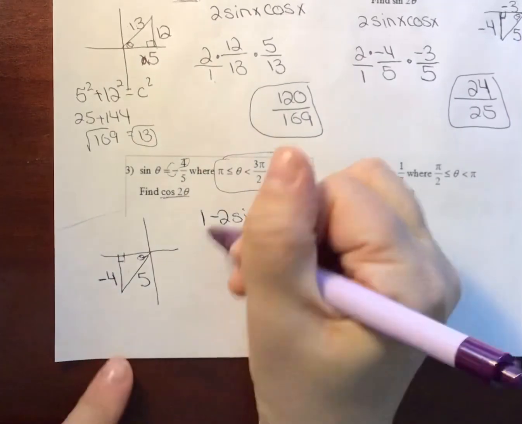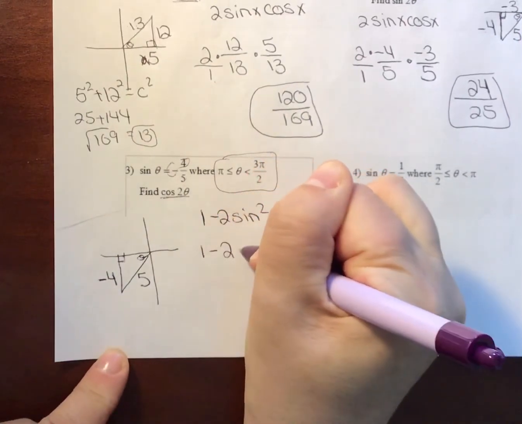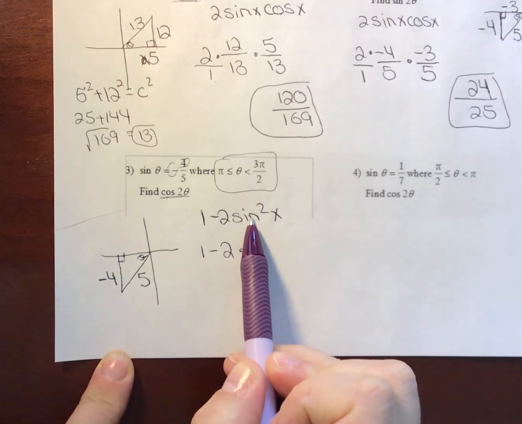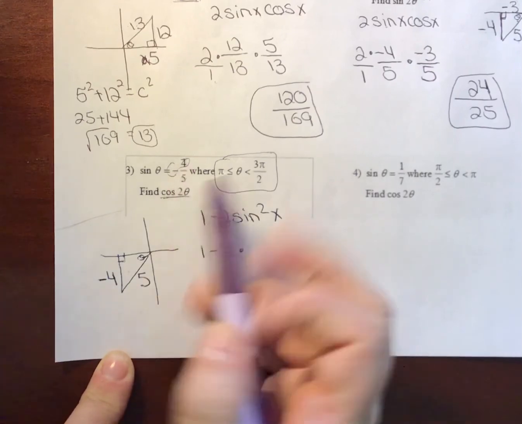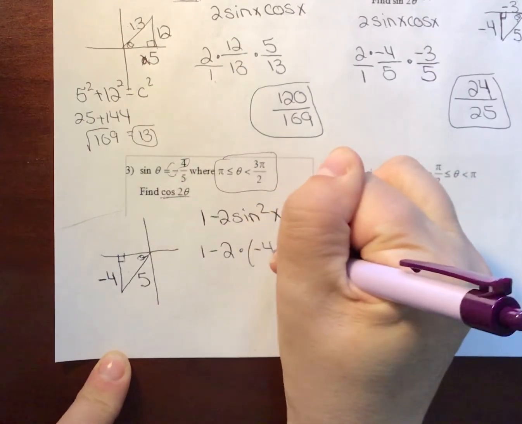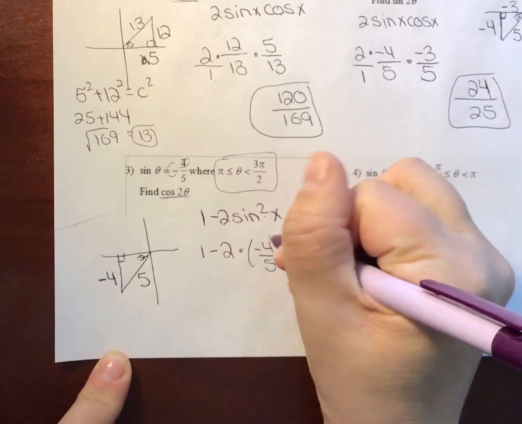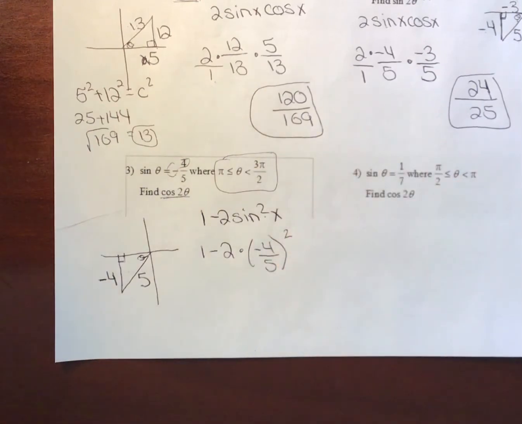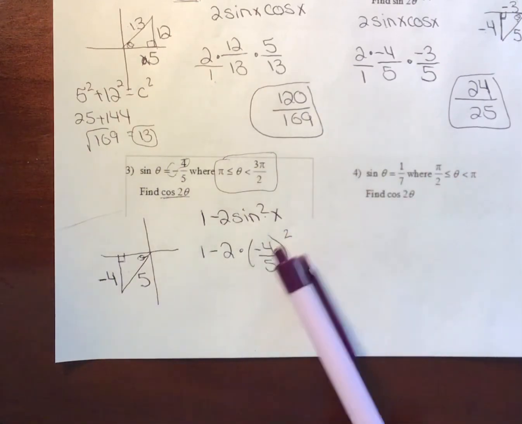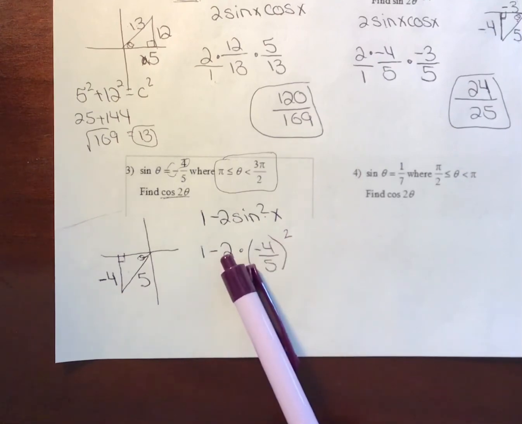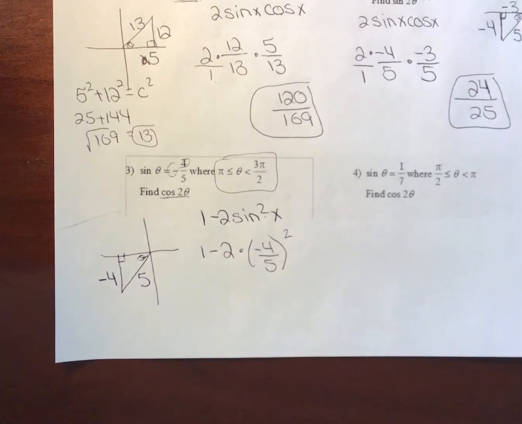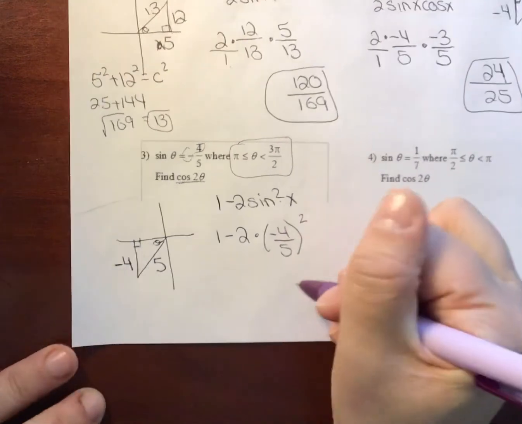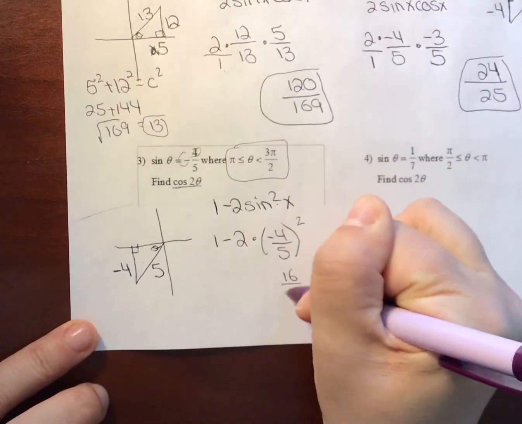All right, so let's plug in. So 1 minus 2 times. My sine ratio is negative 4 over 5. It's being squared. So now we just have to do order of operations. We have to square the fraction first, multiply it by 2, and then we'll do 1 minus that. So this fraction squared is 16 over 25.